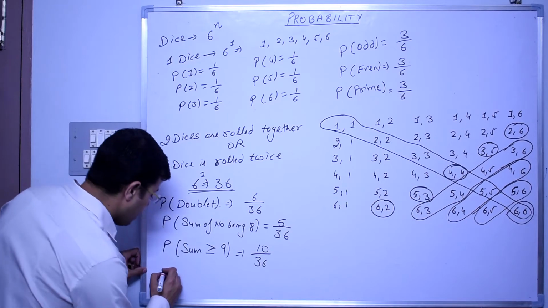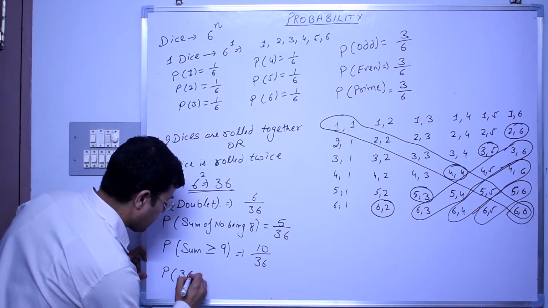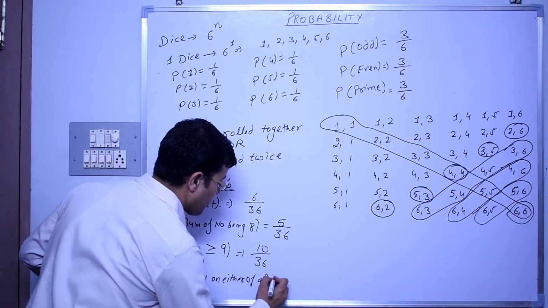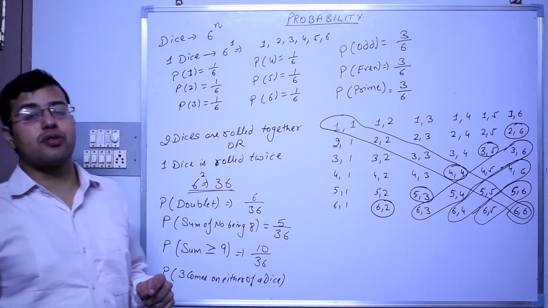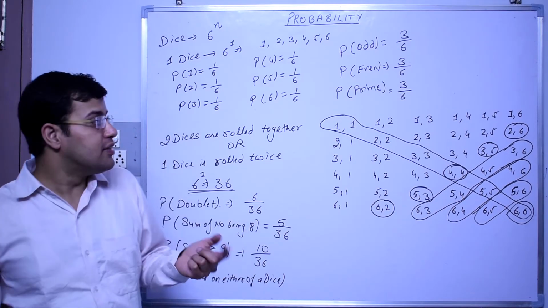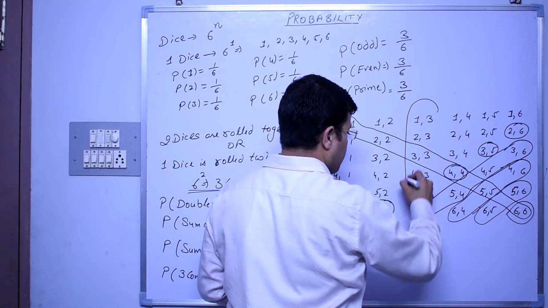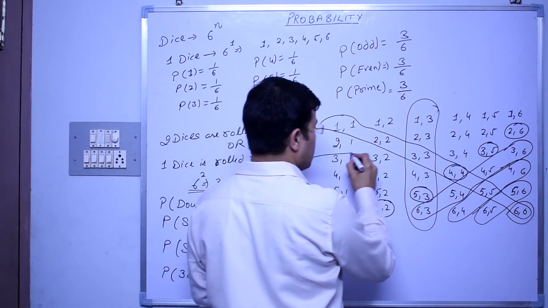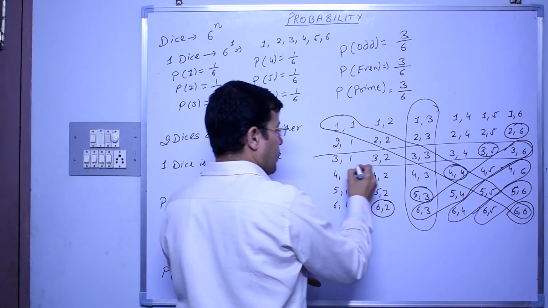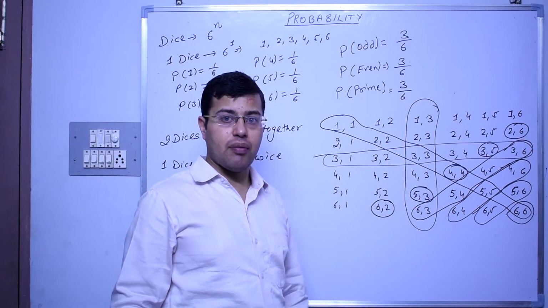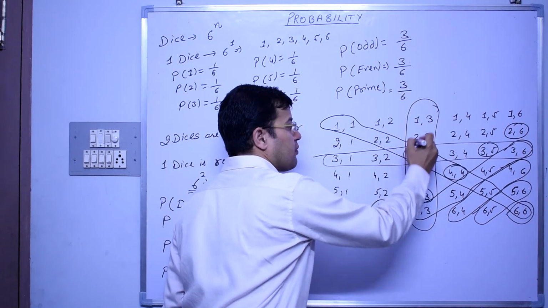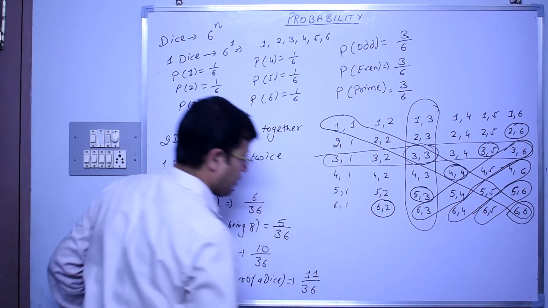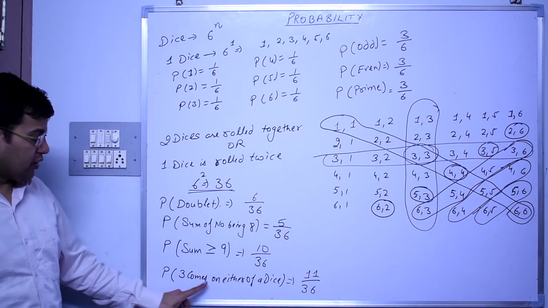Now what if they ask you the probability that 3 comes on either of the dice. That 3 should come either on the first dice or on the second dice. So you will see that in this particular column 3 is appearing on the second row and in this one 3 is appearing on the first row. So they will total make 12 numbers, but this one is being counted both times. So we'll subtract this one and we'll call it 11 by 36. So there are 11 cases which will have 3 on either of the dice.